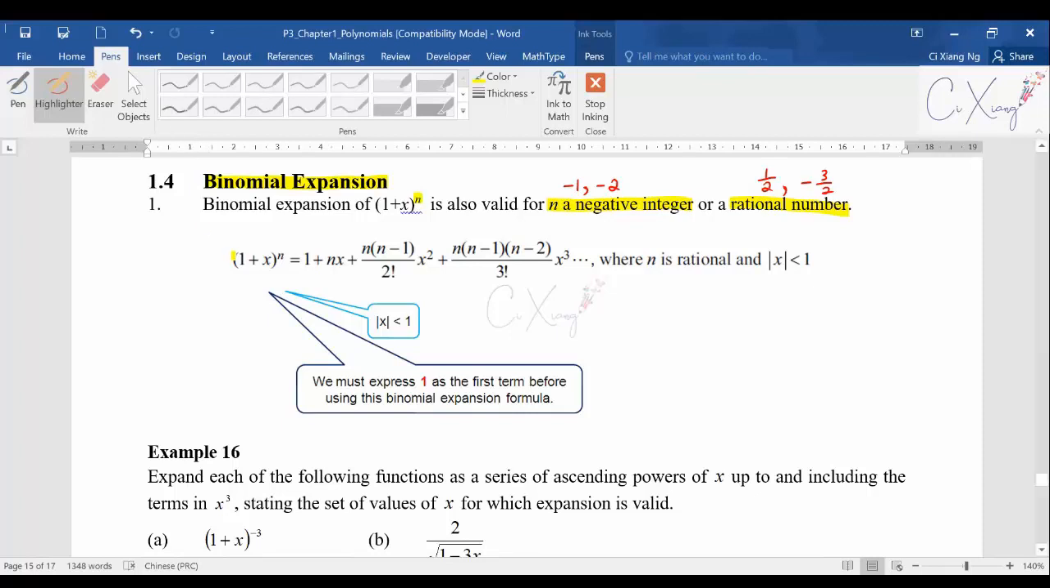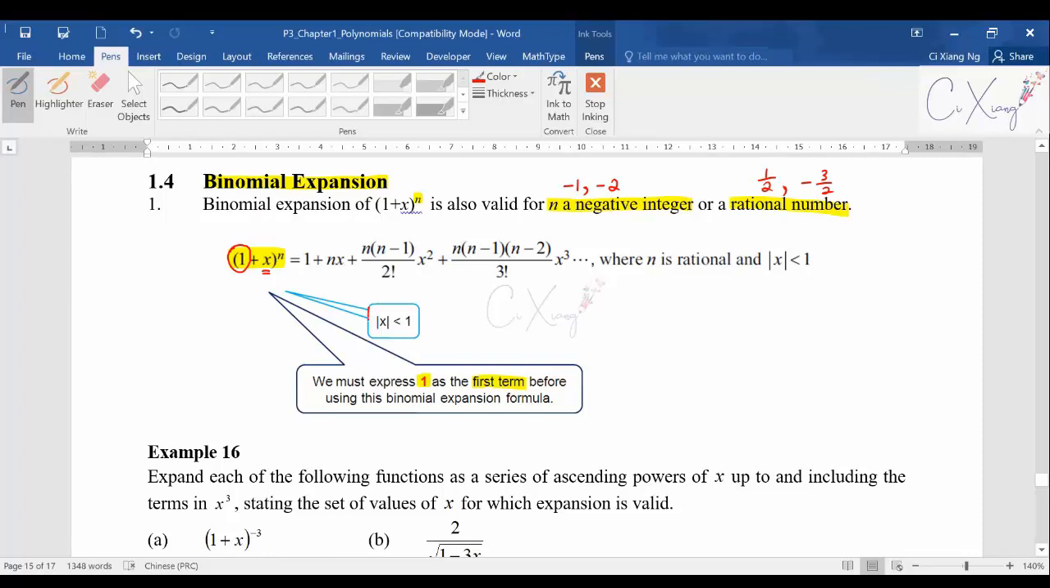Let's look at the pattern of the formula. When you want to apply the binomial expansion formula at A2 level, there are a few things you need to know. First, you have to make sure that 1 is the first term before you use the formula. That means the first term must be 1. It cannot be 2, cannot be 3, cannot be anything else. It must start with only 1. Then usually the term with x, I will put as the second term. These are some simple rules that you need to know.